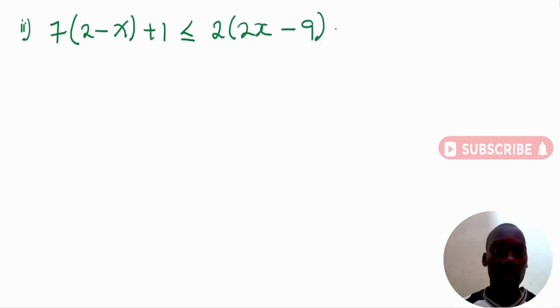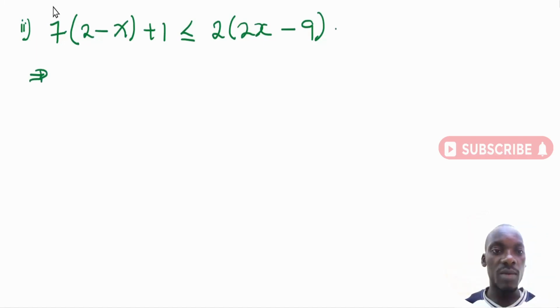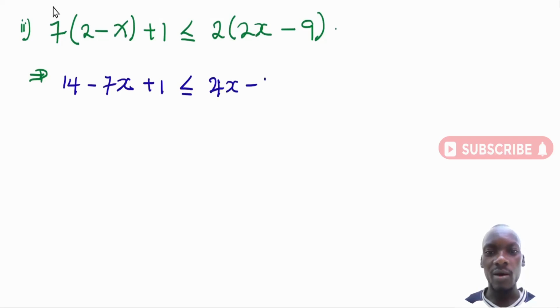So we need to first solve. This implies that let us enter the 7 multiplied by 2, that is 14, minus the 7x, but plus 1 is less than or equal to 2 multiplied by 2x, we have now 4x, then 2 multiplied by 9, we have now negative 18. So let us now simplify further. This is the same as having 15 minus 7x is less than or equal to the 4x minus 18.